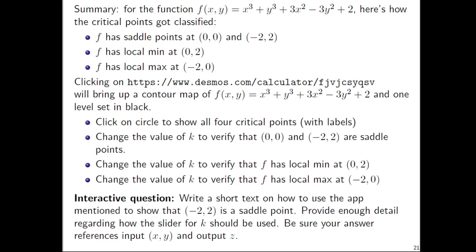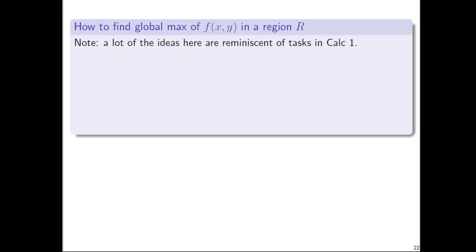Interactive question. Write a short text on how to use the app mentioned to show that (-2, 2) is a saddle point. Provide enough detail regarding how the slider for k should be used. Be sure your answer references input, x, y, and output. Help somebody out. Imagine that somebody is struggling to really see the saddle point. Tell them how to use the app.